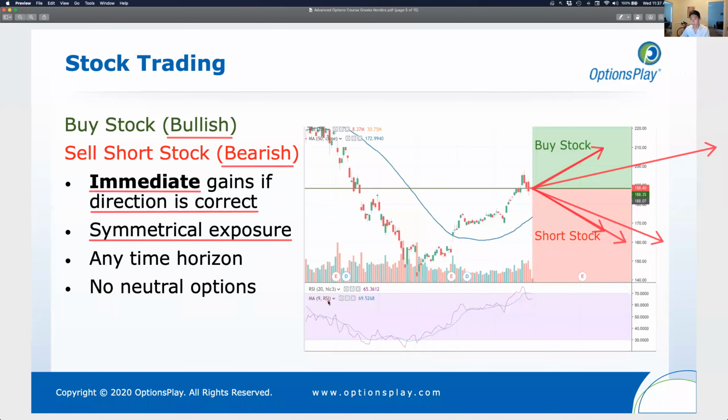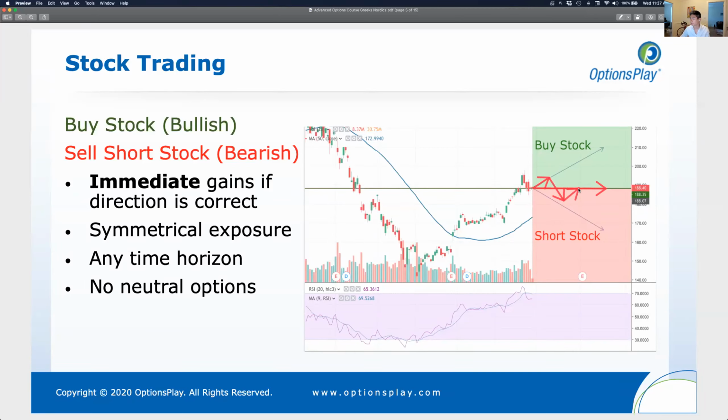So that, I think, for most investors is easy to understand, and there are no time horizons, and there are no neutral options. Which means that if you think the stock is just going to stay where it is, or maybe you think it's going to go higher a little, then go down a little, but end up roughly at the same price where it currently trades, there's no stock strategy that allows you to make money from that. So you have no neutral options, but you have a lot of easy to calculate exposure. And I think most investors on this call understand that.